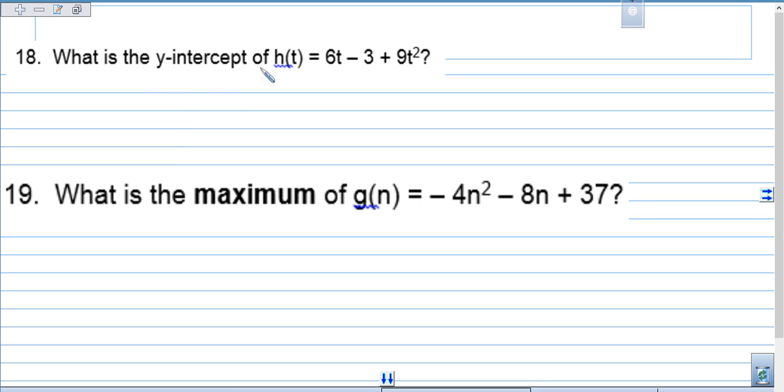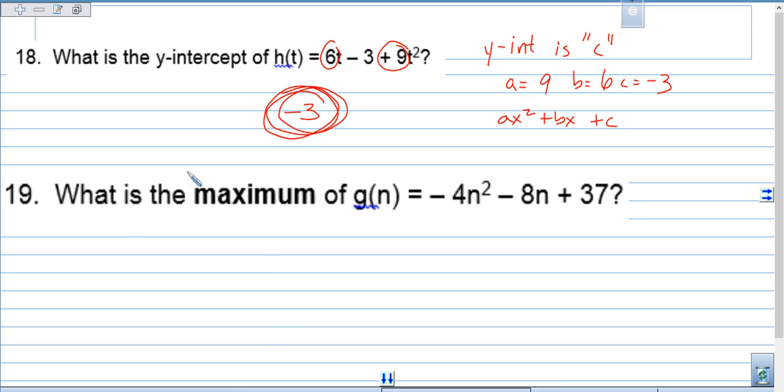What is the y-intercept of this particular function? And so remember, the y-intercept is the C. Okay? So we need to identify our A, our B, and our C. And that comes from the equation ax squared plus bx plus c. So our a is the x squared coefficient. So that's positive 9. Our b is the term with no square, so that's 6. And so that means our c is negative 3, and thus negative 3 is the y-intercept.